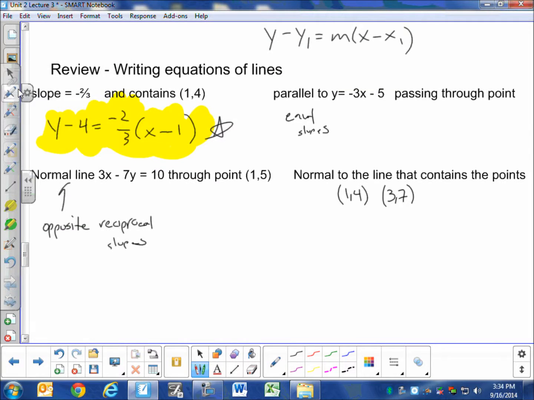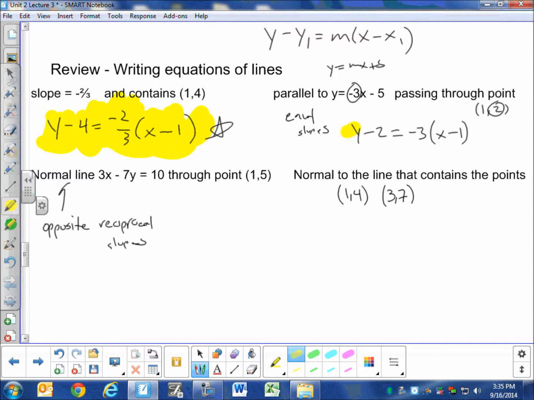I'll do these just as quick examples. So if I want to draw or write an equation of a line parallel to y equals negative 3x minus 5 passing through the point 1, 2, well, I know the slope of this equation, since this is a y equals mx plus b equation, is negative 3. So a parallel slope would be the same. I'd go y minus y1, this is the point that my line has to pass through, is equal to that slope times x minus x1. And this is a completely okay equation to leave in calculus class.